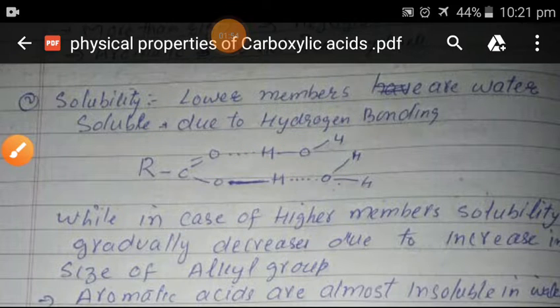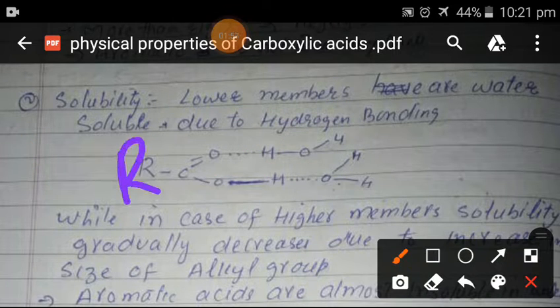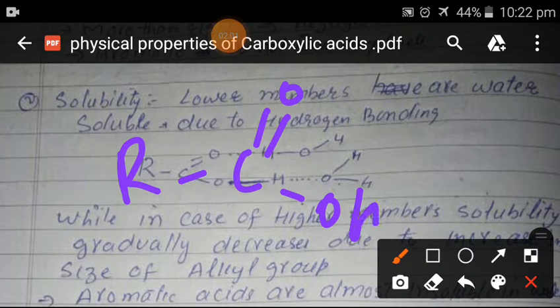We know that carboxylic acid contains the carbonyl group and the hydroxyl group. Because of the polar nature of this carboxylic group, it will form hydrogen bonding with the water molecule, because the water molecule itself is polar in nature. Clear? So here we form the hydrogen bond. For example, there is one water molecule here. This is hydrogen 1, this is hydrogen here.